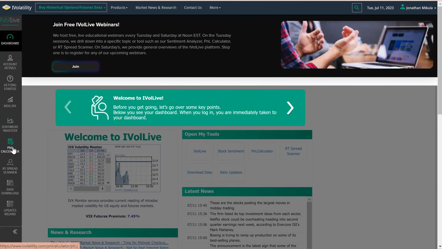Today, we're focusing on the P&L calculator. On these Tuesday sessions, we tend to take a deep dive into our tools. We focus on one, but what I like to do is show how they all interact with one another. So today, our goal will be finding a potential trade using IVolLive and then running it through the P&L calculator. I'm also going to show a shortcut P&L calculator on the real-time spread scanner that a lot of folks don't know about. So we will be featuring that.